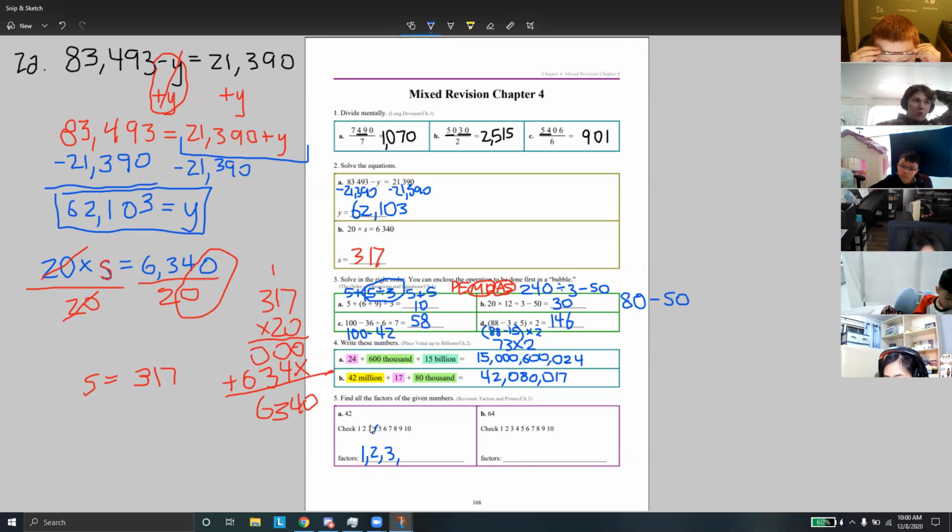5, can 5 go in? Nope, it's not divisible. How can I tell if 5 goes in instantly? If the ones place is a 0 or a 5, then the number is divisible by 5. The ones place is not a 0 or 5, so it can't. What about 6? Yes, it can. 6 can go in. That's correct, 6 and 7. So I guess that tells us 6 and 7, right?